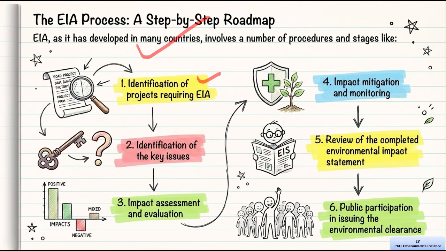Step 2. Identification of the key issues. Now we find out what environmental problems may occur. Examples: air pollution, water pollution, loss of trees, impact on people. So we are identifying the main concerns we should study.